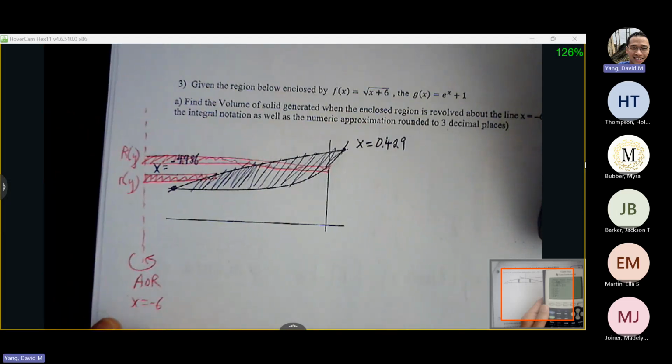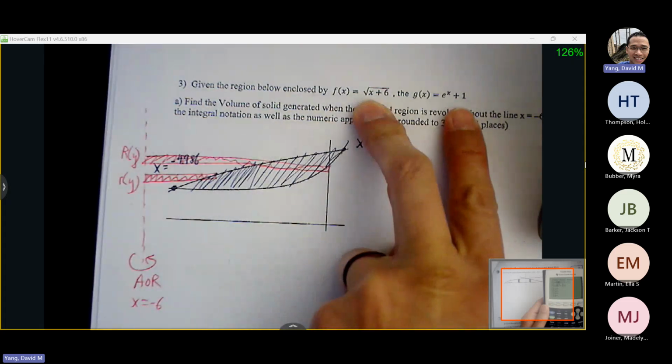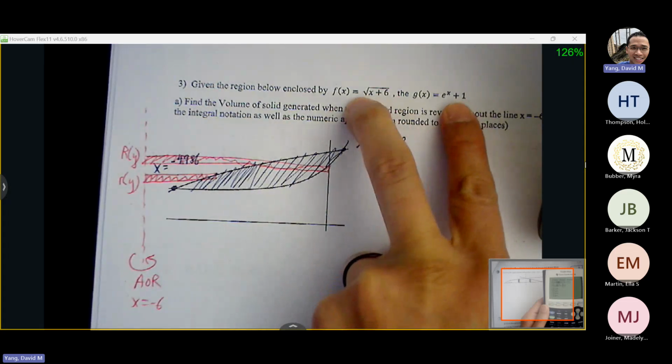But again, it's a horizontal radius, so we know these equations are not going to be a good fit, right? We have to spend the time to actually rearrange and solve for x.